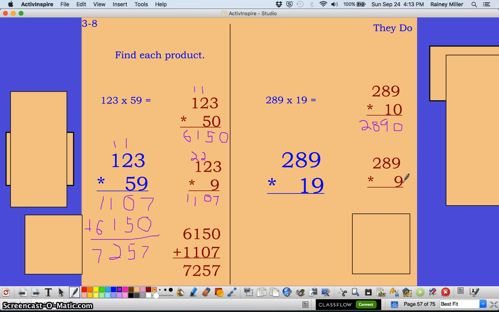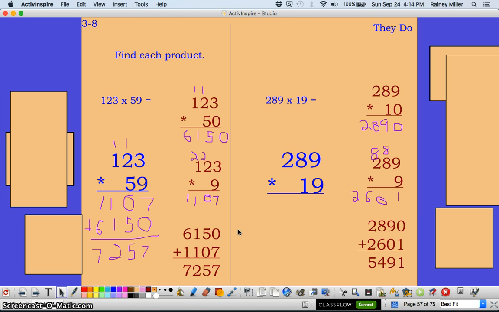Okay, so now I go down here. 9 times 9, that's going to be 81. So there's my 8. There's my 1. 9 times 8 is going to be 72, plus 8 is going to make it 80. There's my 8, there's my 0. So let me write my 0. Why isn't it writing my 0? There we go. And then 9 times 2 is 18, plus 8 is going to be 26. So 2 and 6. Okay, then I'm going to go ahead and add those together. Okay, and I get my answer.